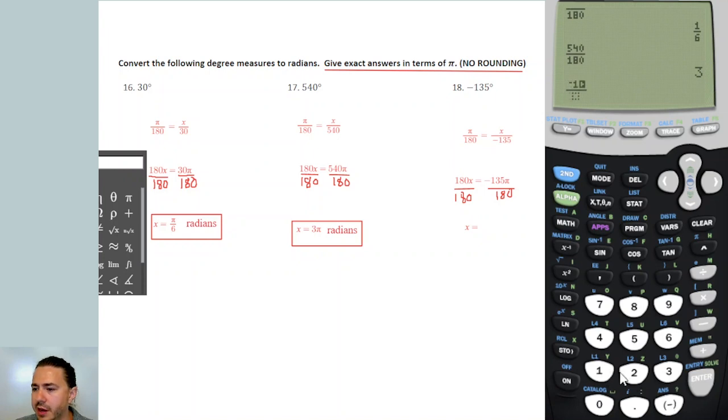Negative, I'll keep the negative. As long as you know it's going to be negative, if you forget to type it in the calculator, not a big deal, because we're really just using this as a tool to help us reduce. So just make sure your final answer is negative. So negative 3/4. Okay, so we got negative 3 pi over 4.